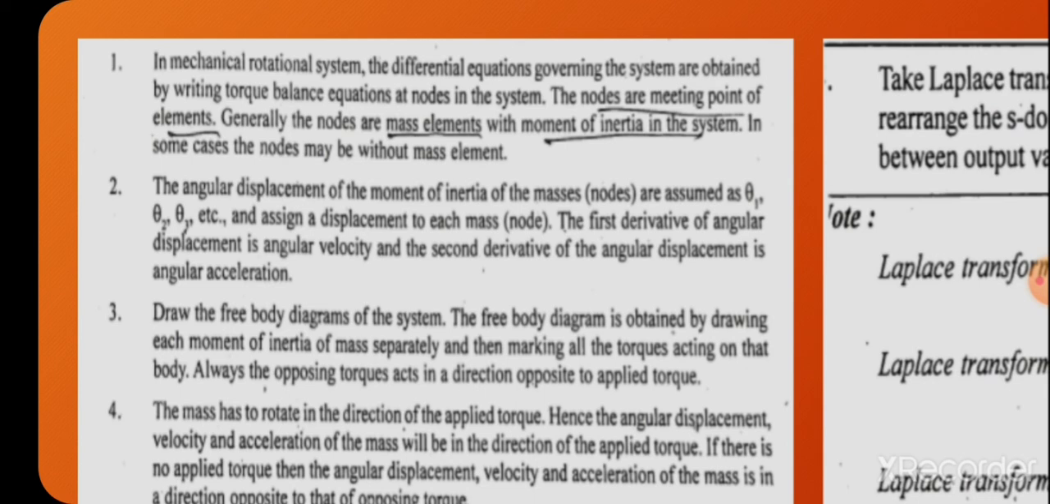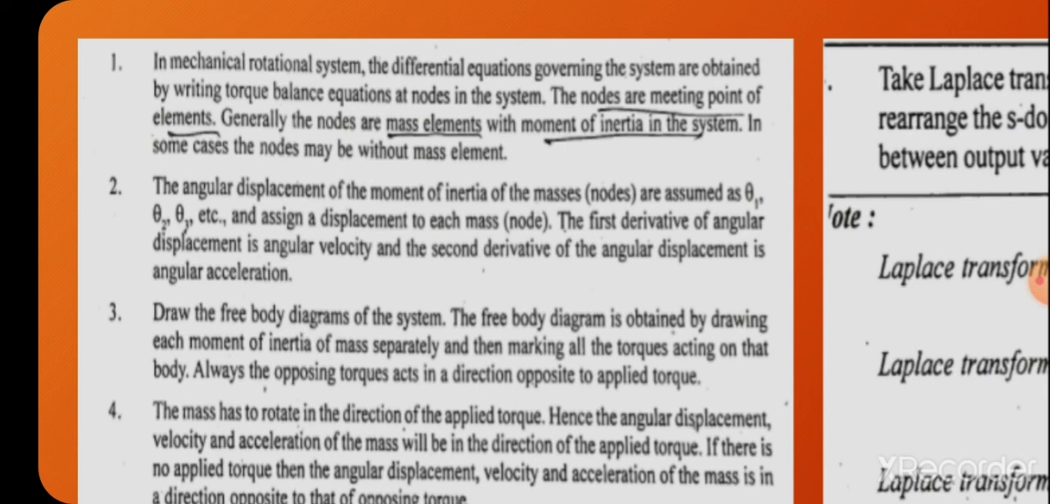And next we will assume the angular displacement corresponding to each of the mass elements or moments of inertia, that is noted by theta 1, theta 2, theta 3, etc. And its first derivative, what is the first derivative of angular displacement? It is angular velocity. And the second derivative of the angular displacement is angular acceleration. So in the second step, we are assuming the angular displacement to each of the moments of inertia.